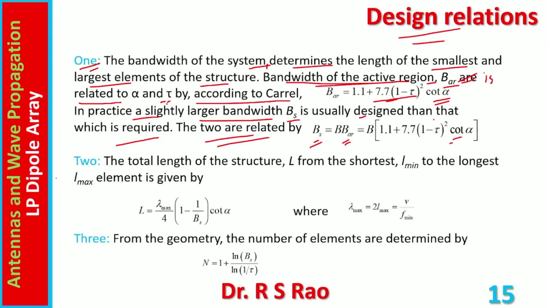The total length of the structure L, from shortest L minimum to longest L max element, is given by this. L, capital L, is lambda max by 4 multiplied by (1 minus 1 over Bs) cot alpha, where lambda max is 2 L max, which is equal to V by f. V is velocity. 3. From geometry, the number of elements is determined by this form: 1 plus natural logarithm Bs over natural logarithm 1 over tau.